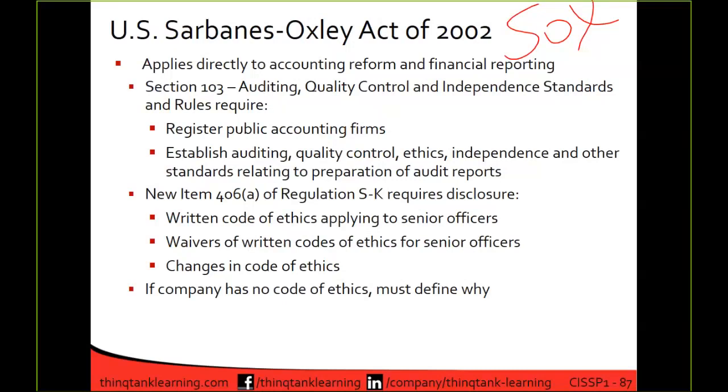The new subsection, 406A of Regulation S-K, requires disclosure if there's a breach or if there's misconduct in an organization. So you have to have, number one, a written code of ethics that applies to all your senior level executives. You have to have waivers of written codes of ethics for those senior officers. And then you have to be able to identify changes in codes of ethics. So different types of documentation that applies to establishing these codes of ethics in an organization. And if you don't have a code of ethics, you have to define why.